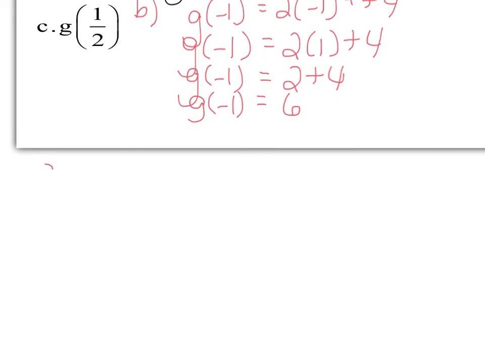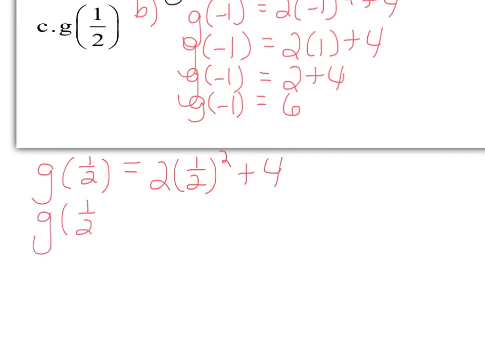And then they want g of 1/2. So that would be 2 times 1/2 squared plus 4. So g of 1/2 is equal to 2 times 1/4 plus 4, because 1/2 squared is 1/4.